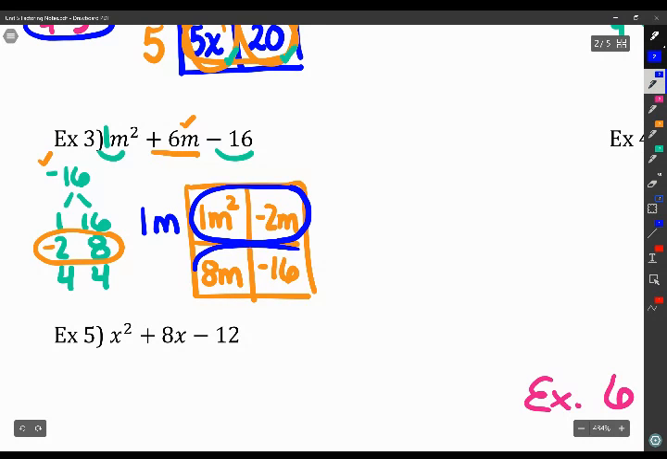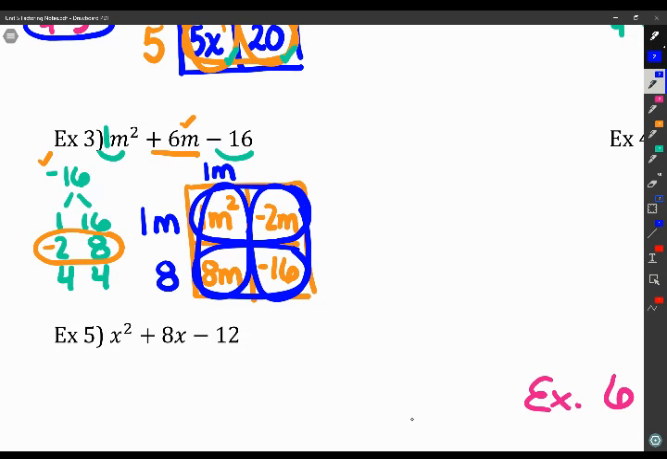Greatest common factor out, again, 8 is your smaller number. It divides evenly into negative 16. So we write it out. And then we're going to go 1m squared and 8m. So again, 1m comes out. And when I look at negative 2 and negative 16, negative 2 is your smaller number and it goes into negative 16. So we take the negative 2 out. And again, we do our check.